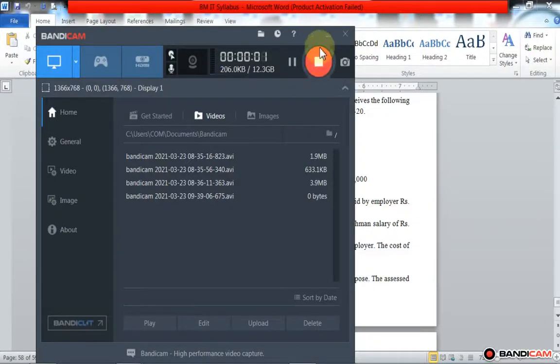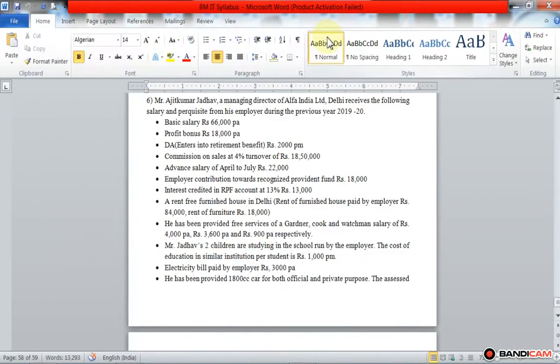Hello students, in our previous lecture we solved practical problem number 5 on computation of income from salary or total taxable income from salary. In today's lecture we are going to solve practical problem number 6 on computation of total taxable income from salary. So problem number 6 is given in front of your screen, that is Mr.